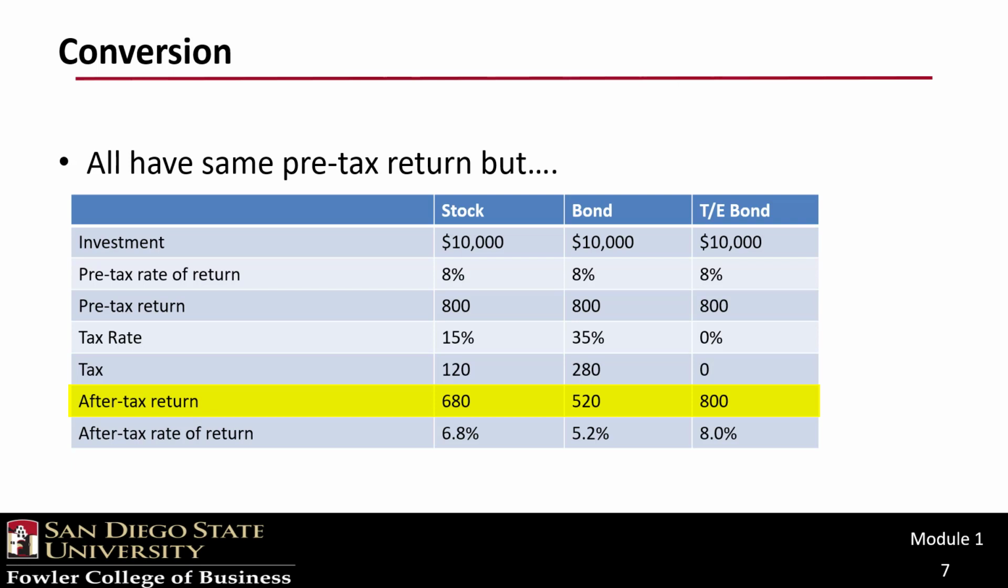And by now, for goodness sake, we've definitely learned that we can calculate the after-tax return because that's what really matters. So we apply the tax rate, we get the tax, we deduct that from the pre-tax return, we get the after-tax rate of return. And you can see that on an after-tax basis, it's pretty clear that in this case, the tax-exempt bond would be the preferential choice here. It returns 8% after tax, whereas the other 2 return less.